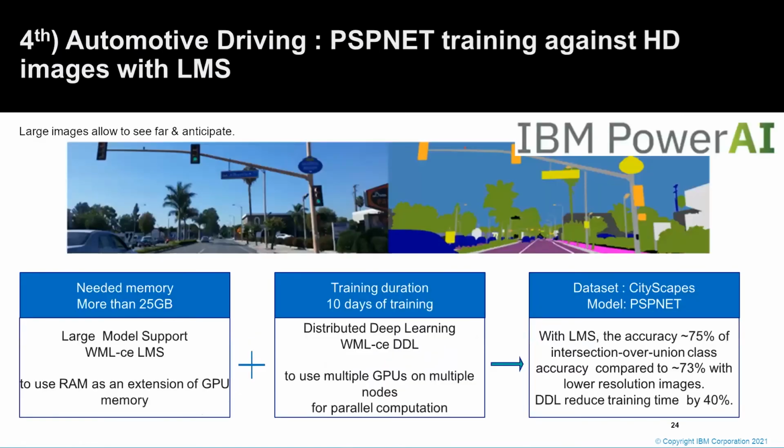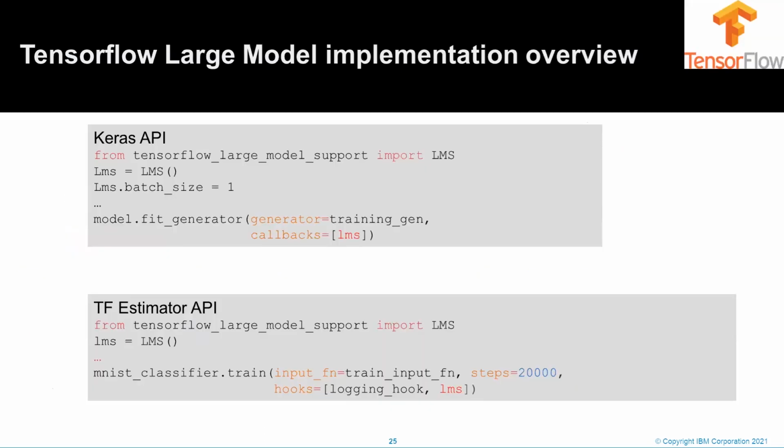And also another example from Maxime with a PSPNet for ADAS, the automotive driving case, where we actually improved the accuracy a lot as well. And we used DDL, which is now replaced by Overrode.